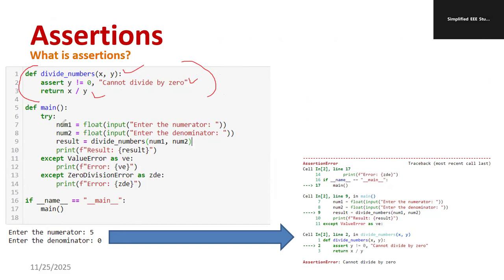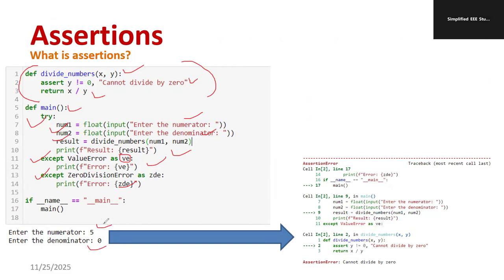By completing the program, I'm going to define the main function. Then I'll be applying the exception handling. We have number one and number two, and you are going to ask the user to enter the numerator as well as denominator. Then divide the numbers, number one comma number two, and print the result. Then you provide exceptions like except ValueError as VE, print the error, then except ZeroDivisionError as ZDE, then print the error.